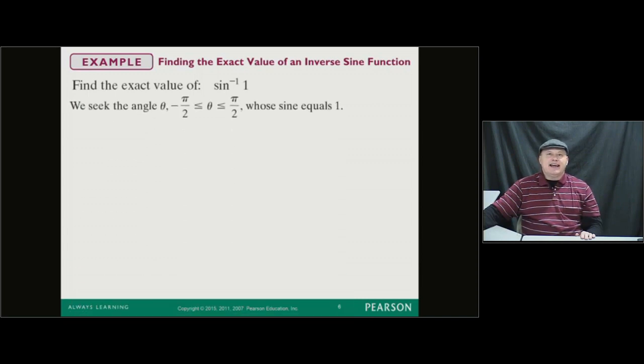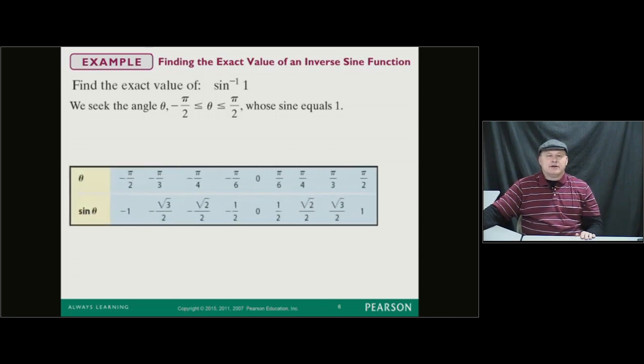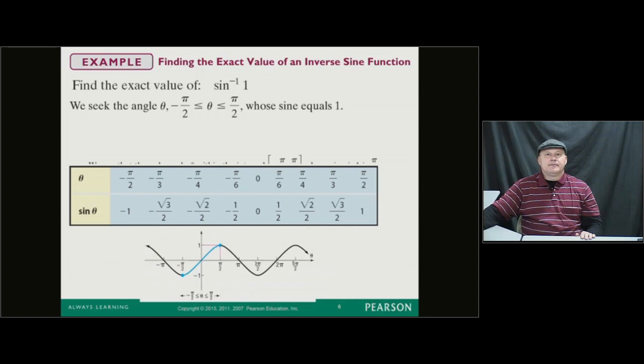So we seek an angle theta between negative pi over 2 and pi over 2, whose sine equals 1. So sine of theta must be 1. So look down through the chart. So sine of theta equals 1 between negative pi over 2 and pi over 2. If you notice, it's the very last one. So sine of pi over 2 is 1. So therefore, the sine inverse of 1 is pi over 2.